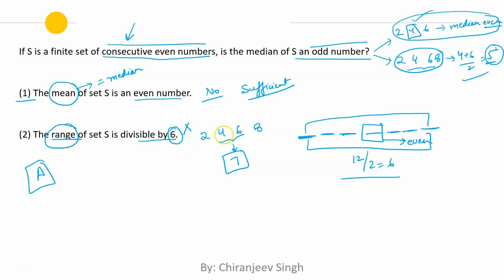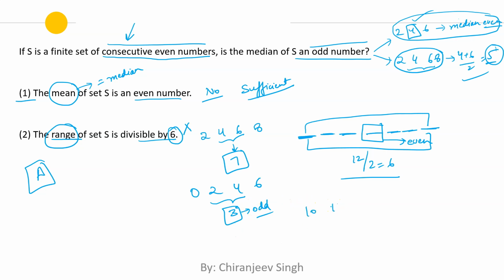But I was curious to understand, okay, this is giving me 7, but let me try another possibility when the difference is 6. Let me try 0, 2, 4, 6. Here also the range is 6. Let me see the median. In this case also the median is 3, which is odd. Wow, this is interesting. Let me try some other numbers.